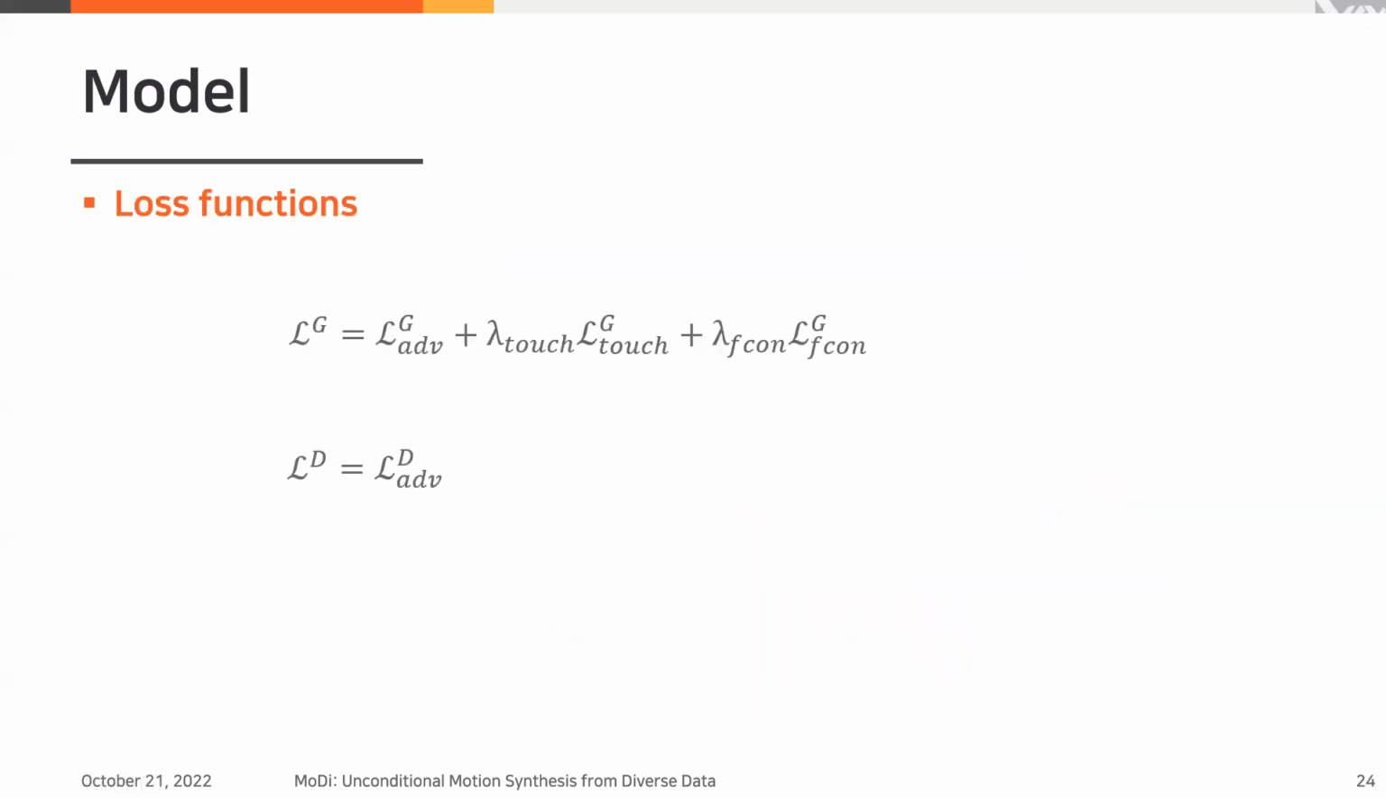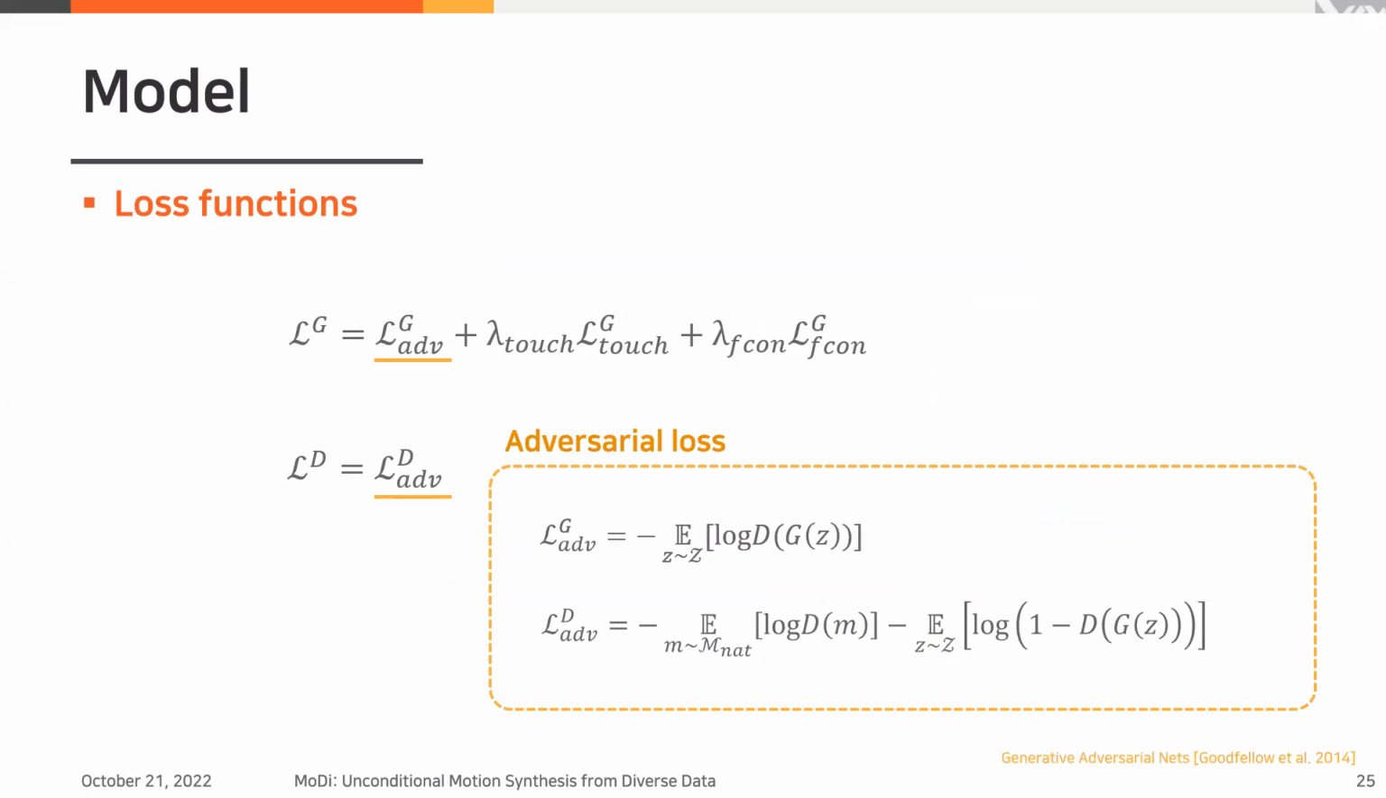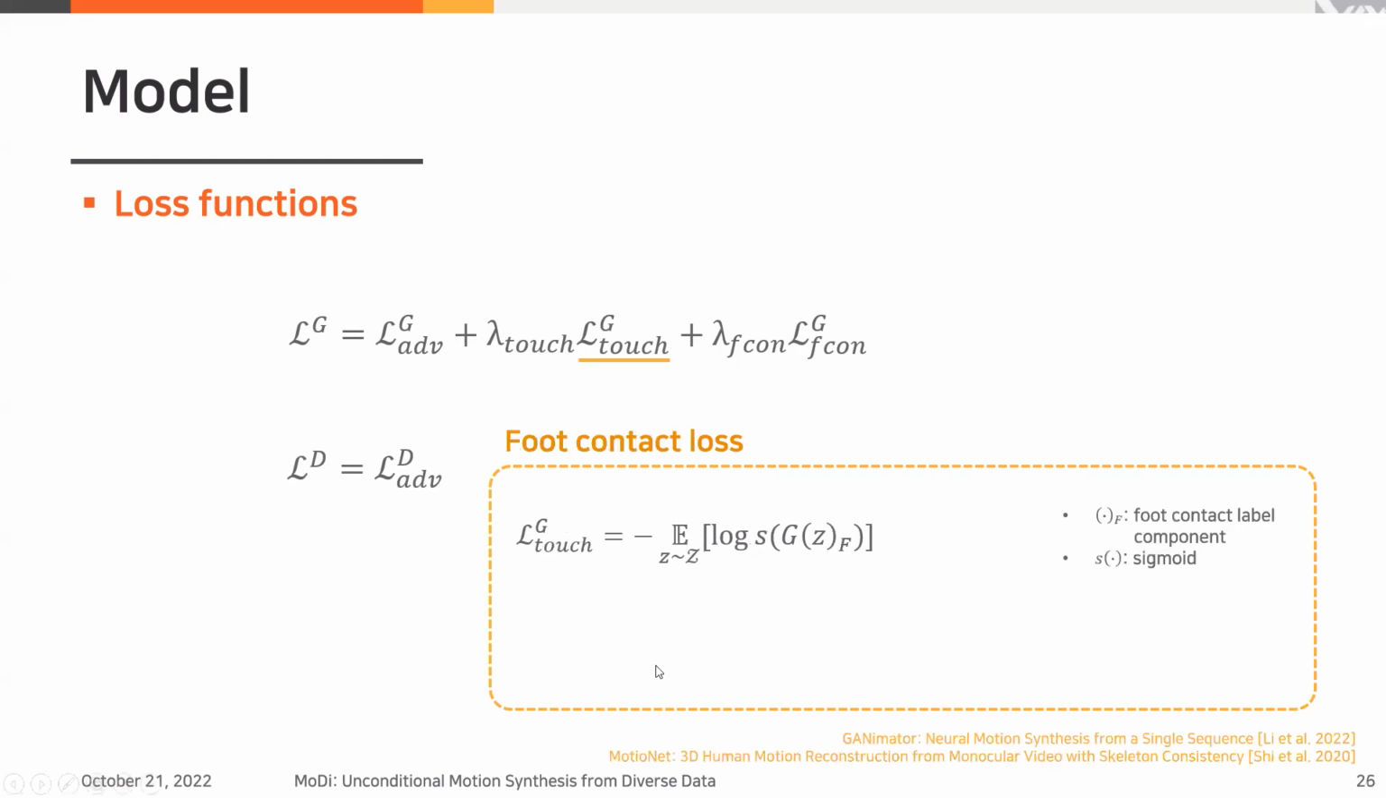And the generator and discriminator losses are as follows. Like other GAN models, for both generator and discriminator, they use a non-saturating adversarial loss like this. And the L touch and L Fcon in the generator loss are for the foot contact. There is already special care for foot contact in the adversarial loss, as M contains foot contact labels, but they noticed that encouraging the foot contact additionally improves the naturalness of the motion.